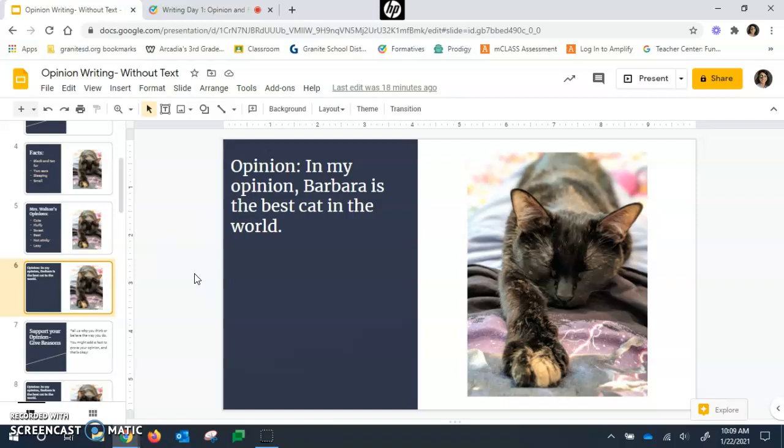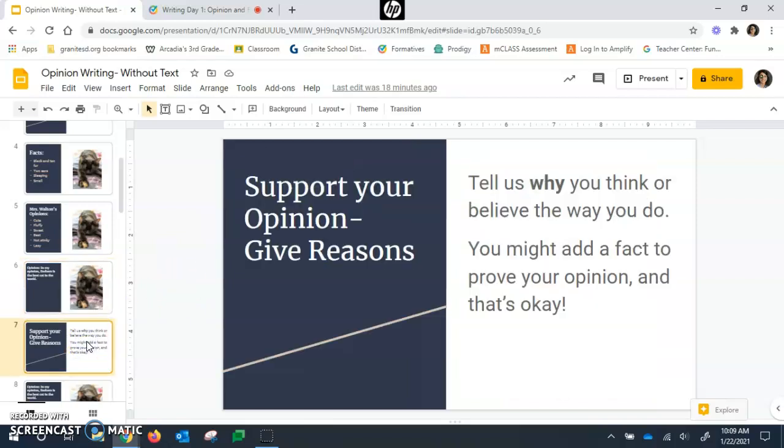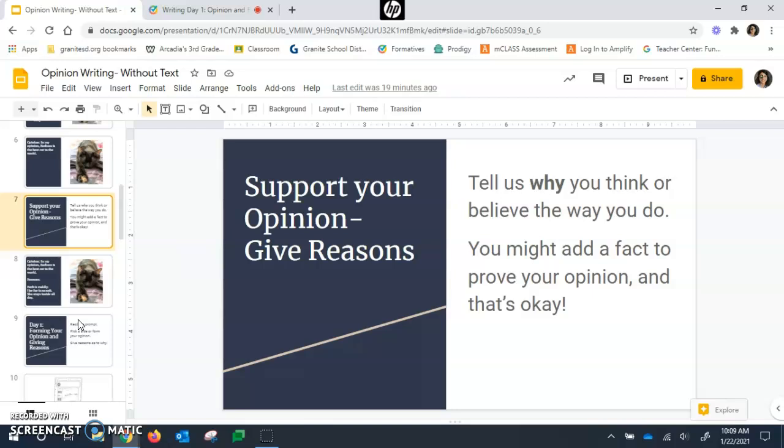And you could believe something totally different. You could think your cat is the best cat in the world, or you could think that no cat is the best cat in the world, and that's okay. But here's my opinion, and that is what I believe. And now I need to support my opinion or give reasons. Giving reasons means that you tell us why you think or believe the way you do. And you might add a fact to prove your opinion, and that's okay to just use some facts to prove what you're trying to prove.